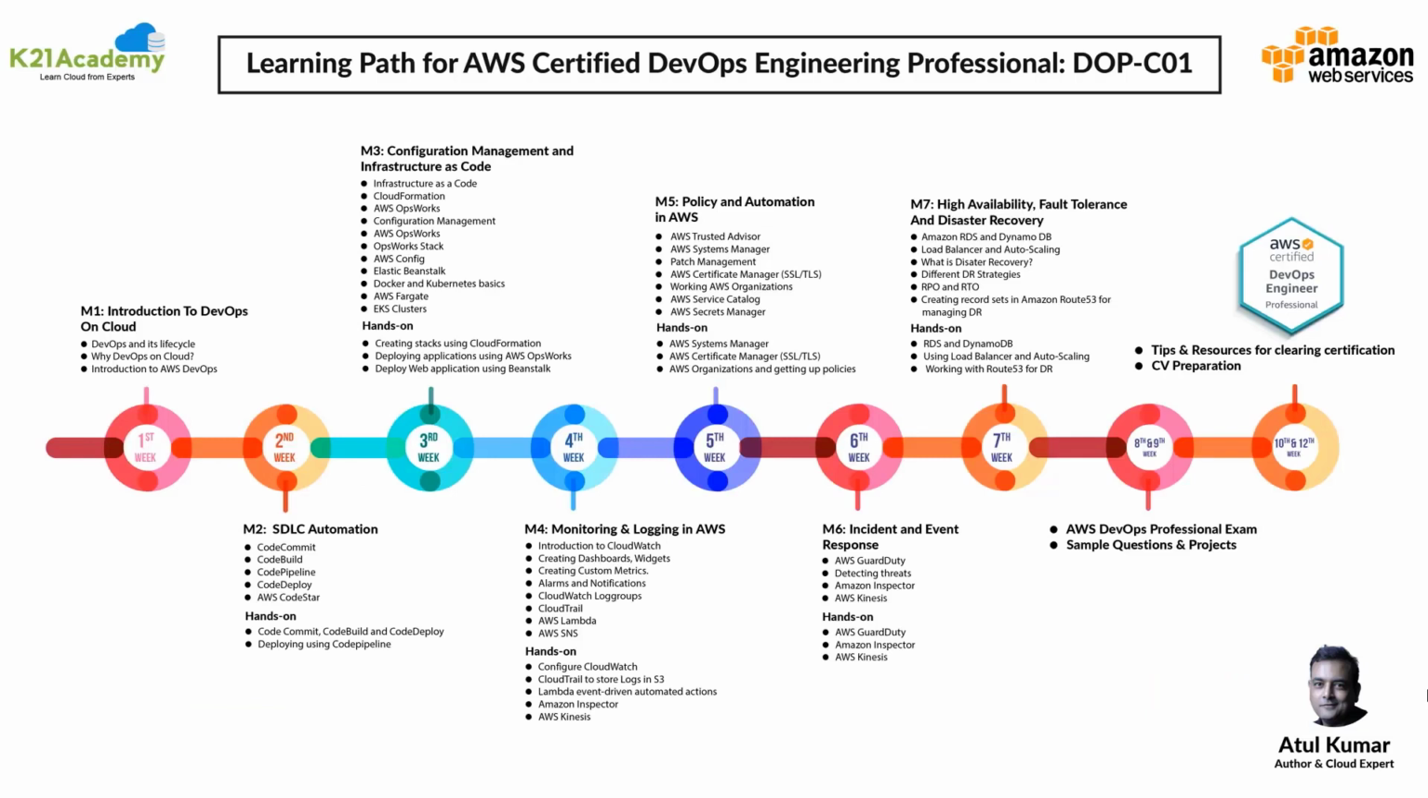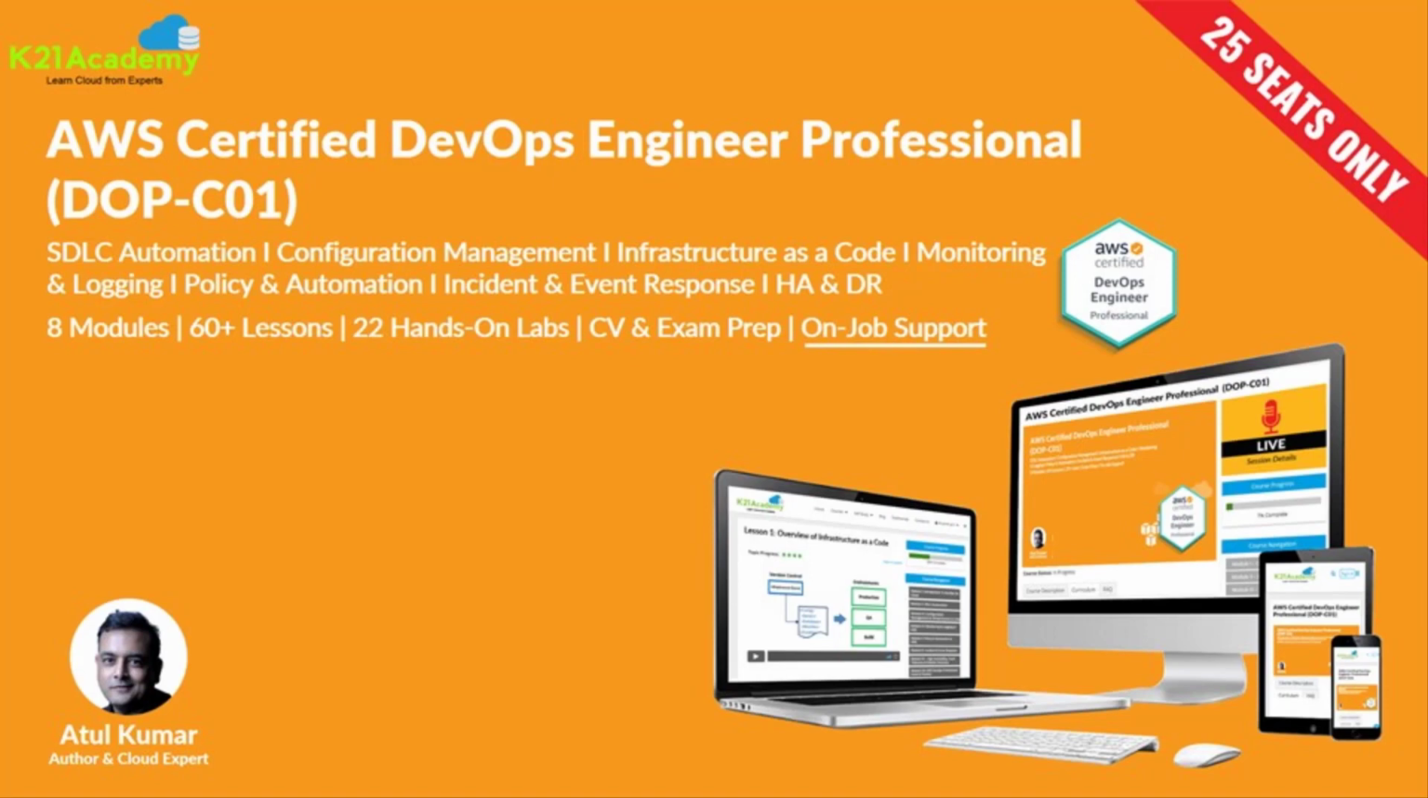We have put down everything about the certification, including the basic concepts one should know: introduction to DevOps on cloud, software development lifecycle automation, configuration management and infrastructure as code, monitoring and logging in AWS, policy and automation in AWS, incident and event response, high availability, fault tolerance and disaster recovery. In this 12-week roadmap, we take you from basics to advanced level along with tips and resources for clearing the certification exam. We also have a separate team working on CV preparation and on-job support.